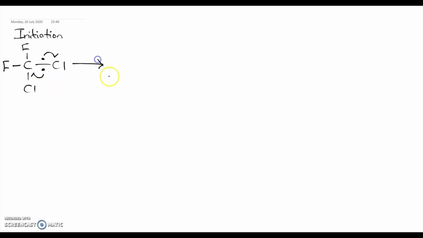So I will be left with CF2Cl radical. And my other product will be a Cl radical. Now this Cl radical can react with ozone in the next step, which is called propagation.